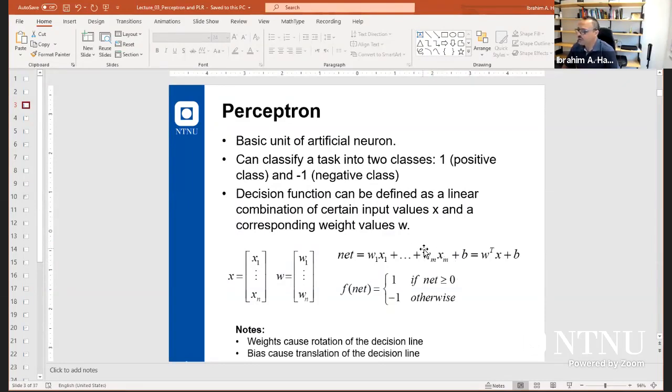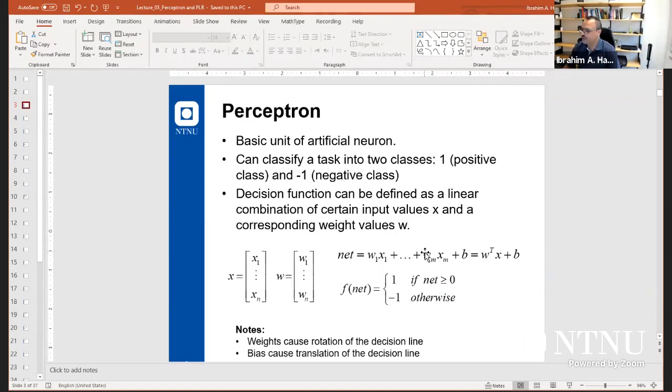Omega values are responsible for rotation of the decision line. So if we need to rotate the decision line, we need to select different values. So if you change the values of omega 1, omega 2, and omega m, for example, we can rotate the decision line. But the bias value will cause translation of the decision line. So it can go up and down, correct? So it's another degree of freedom, which we need to keep.